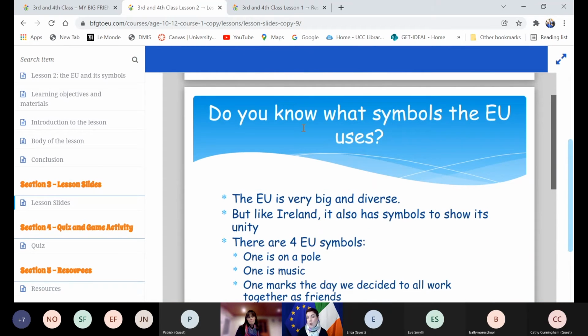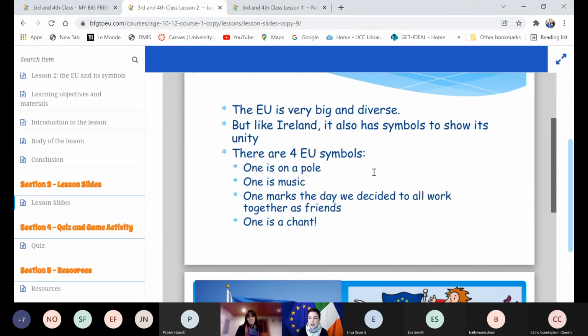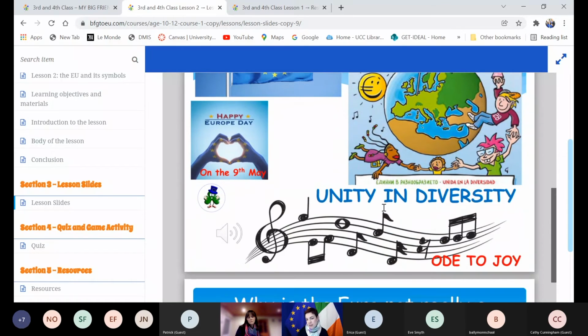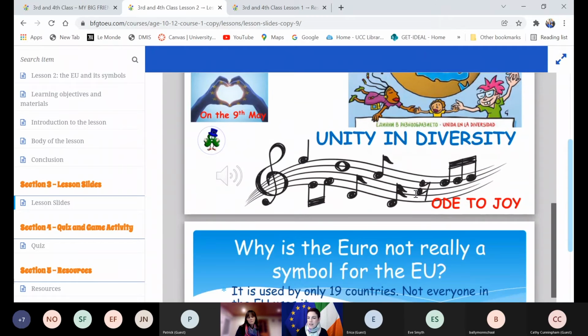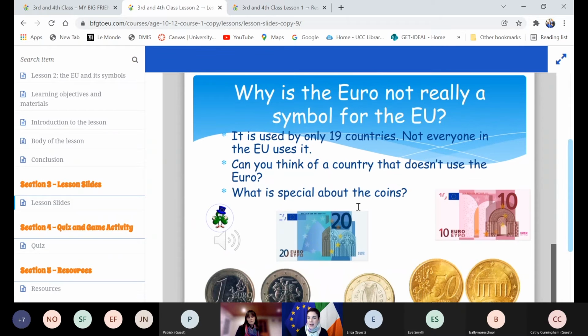Then we're asking, do you know what symbols the EU uses? And we go through the 4 EU symbols. So there's the flag, there's the special day, Europe Day, which is the equivalent of St. Patrick's Day, but at European level. There's a motto, which is like a slogan, unity and diversity. And then there's an anthem, Ode to Joy, that you can play as well. And then we move on to the euro, which has become a symbol, but we highlight that only 19 out of the 27 countries are actually using the euro.